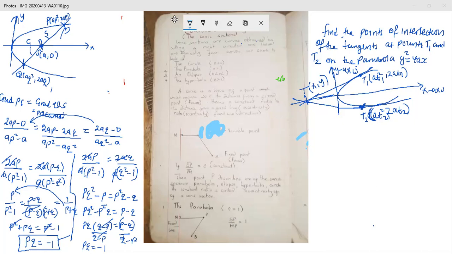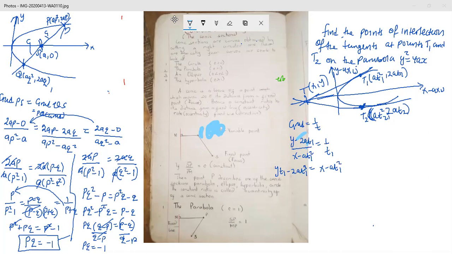First and foremost, you need to get the equations of the tangents and then solve them simultaneously. We have already seen that the gradient of a tangent is 1 over t. So now I want to find the equation of the first one. I'll have y minus 2at1 over x minus at1 squared is equal to 1 out of t1, giving me y t1 minus 2at1 cubed is equal to x minus at1 squared.